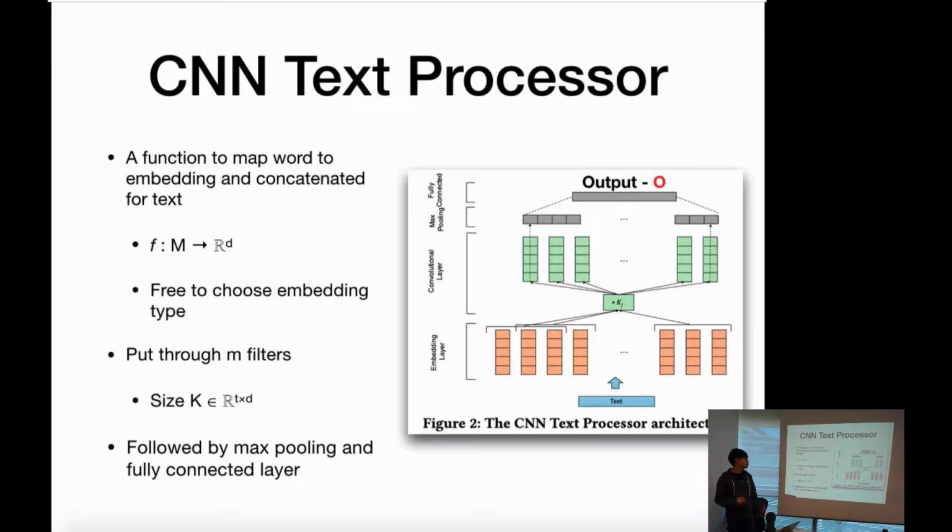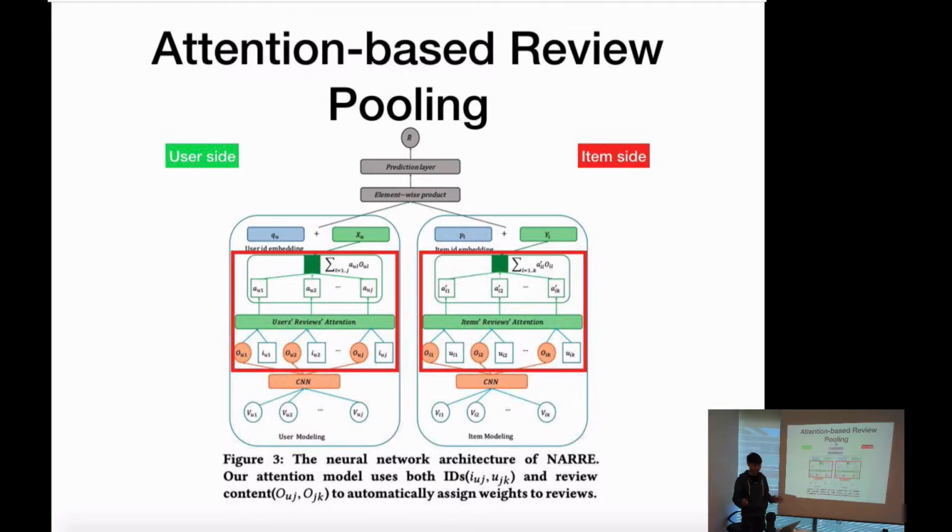What you do is there's a function to map every word into a certain vector. This vector is any vector that is trained by any word embedding, so it can be word2vec, GloVe, or whatever. Static vectors also work. Then it's put through m filters with size k and a certain sliding window, followed by max pooling and then a fully connected layer. I think these are the basics of CNN, so I shall not go into that in detail.